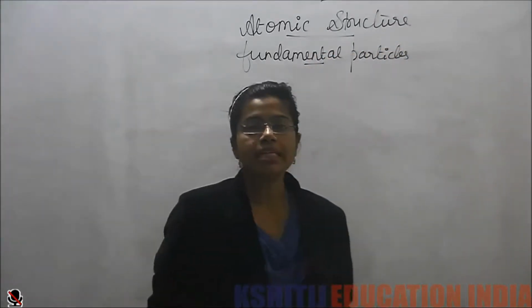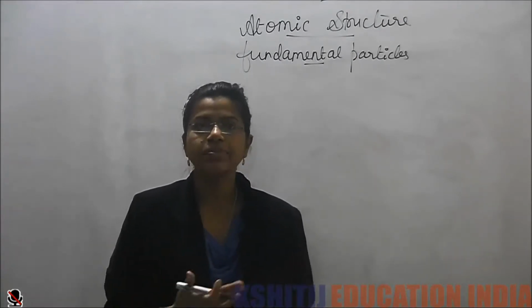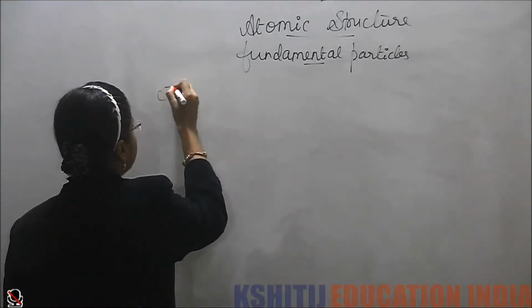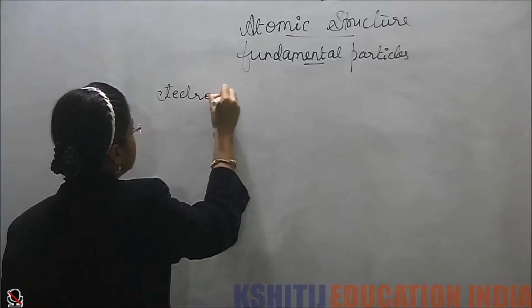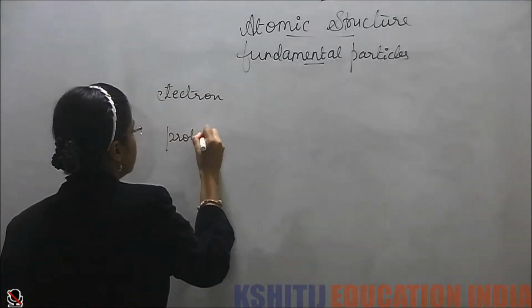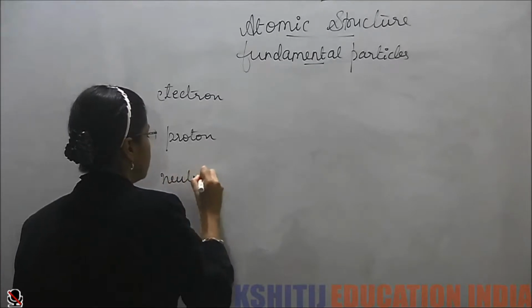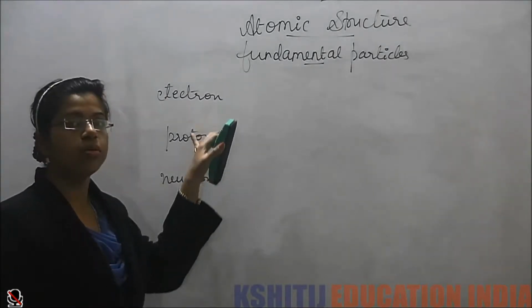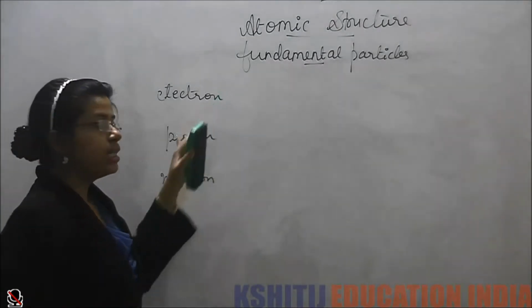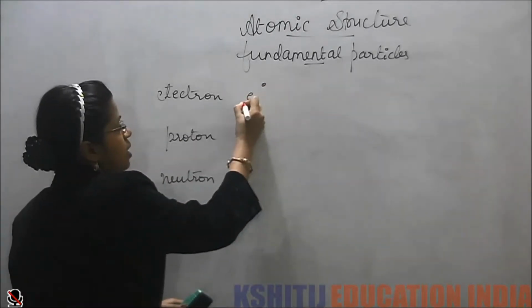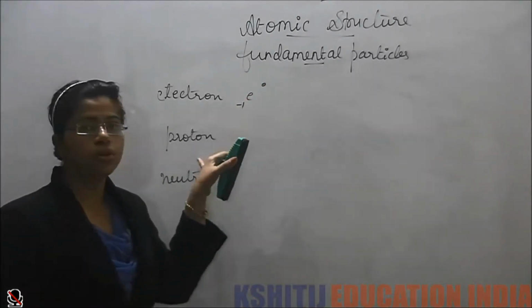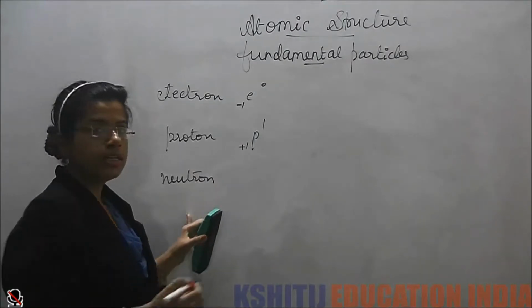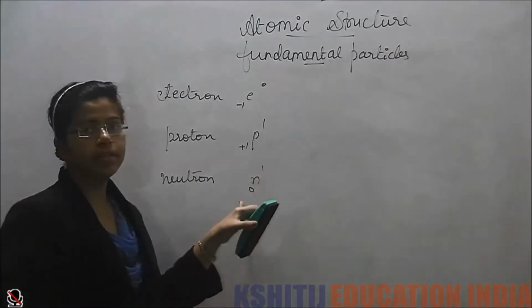Now, we know any atom is made up of basically three fundamental particles. They are your electron, proton and neutron. These are the three fundamental particles which make up any atom. Electron is symbolized in this way. Proton is symbolized in this way. And neutron is symbolized in this way.